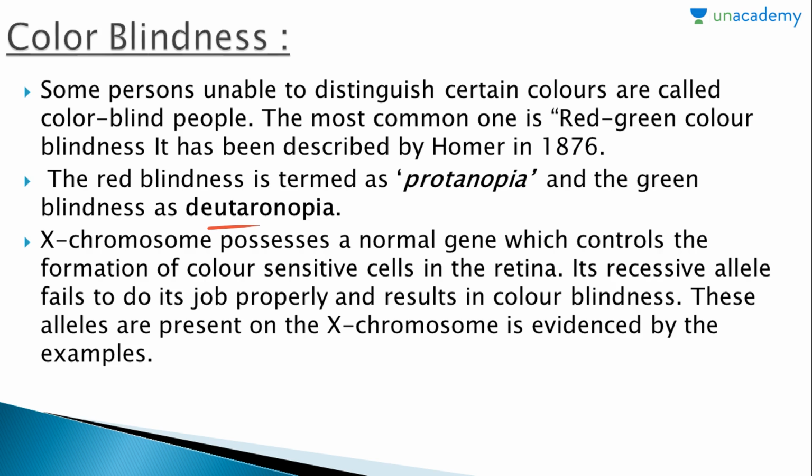Now the X chromosome possesses a normal gene which controls the formation of color sensitive cells in the retina of our eye. Its recessive allele fails to do its job properly, and it results in color blindness. These alleles are present on the X chromosome, which is evidenced by the examples.